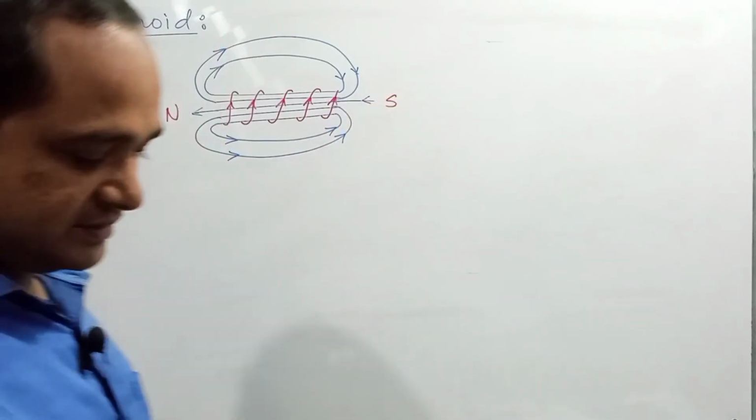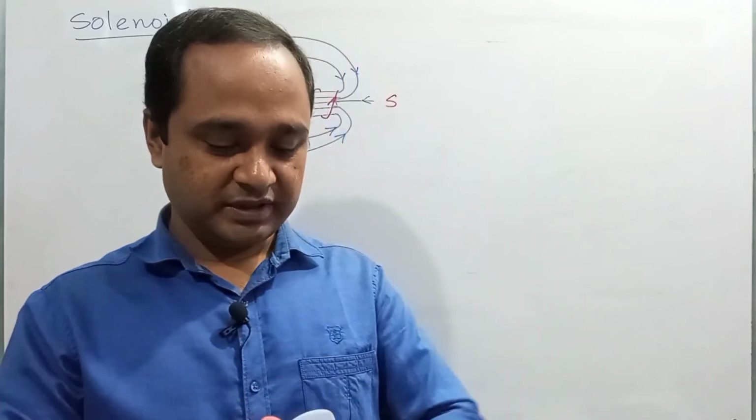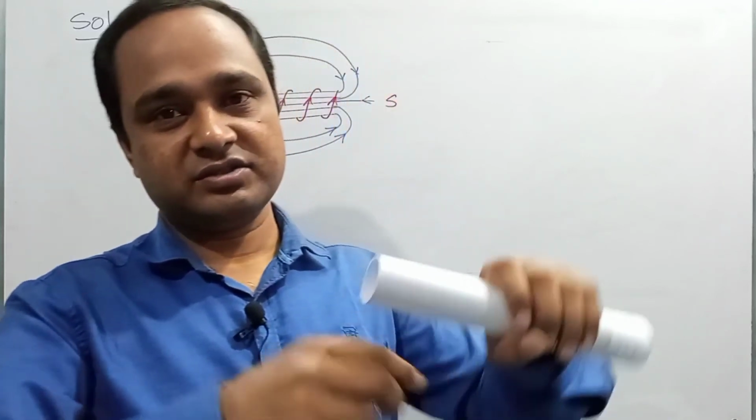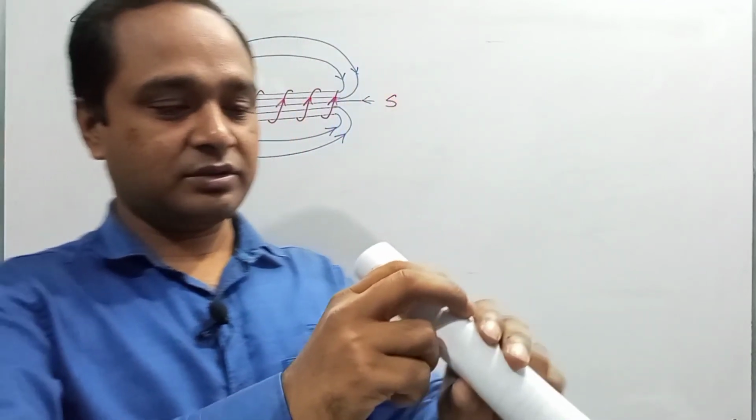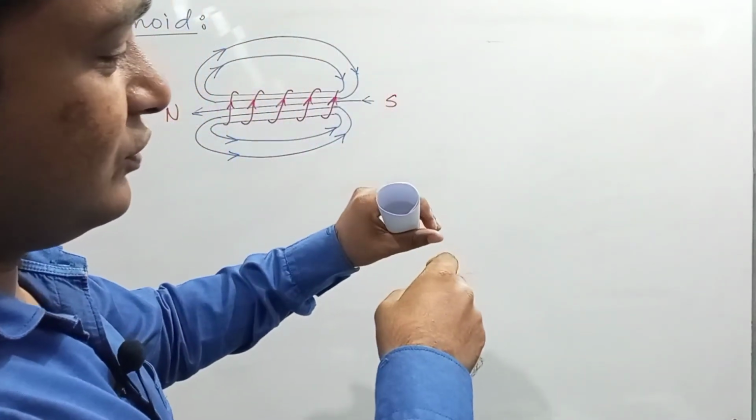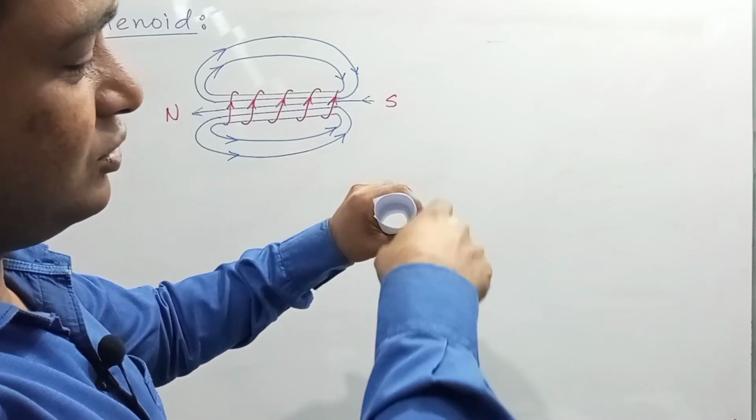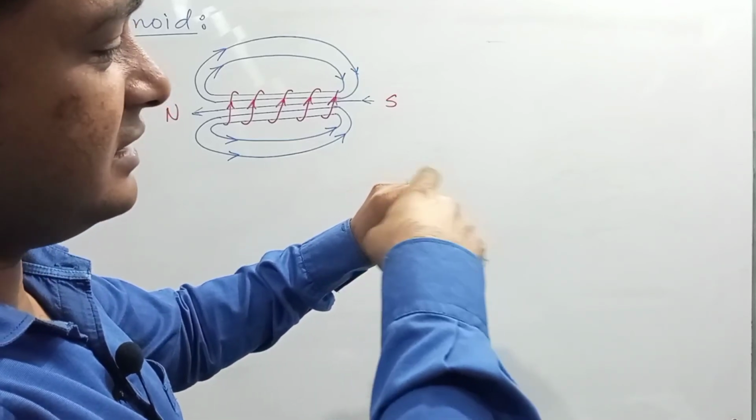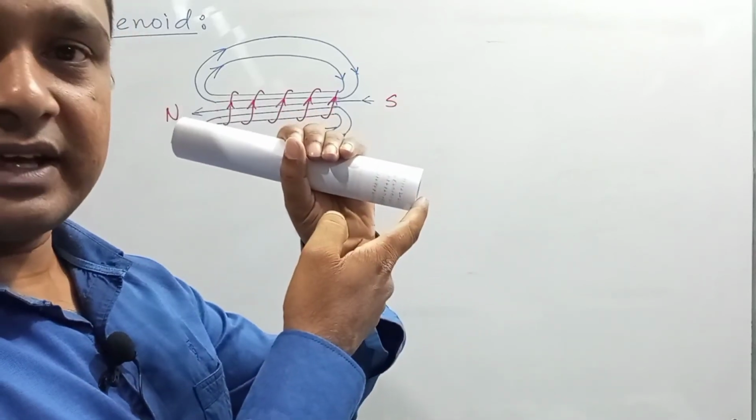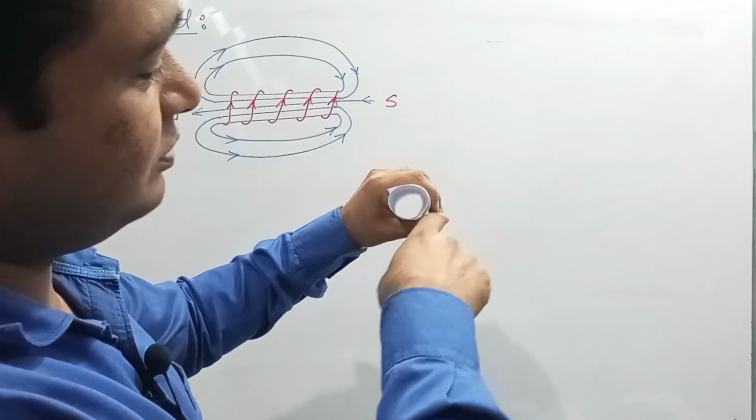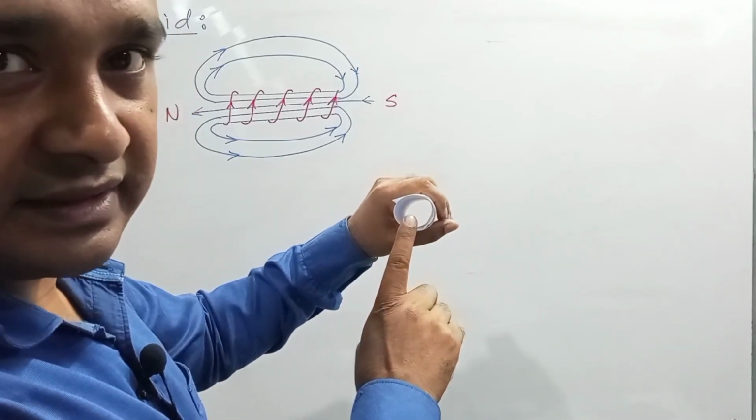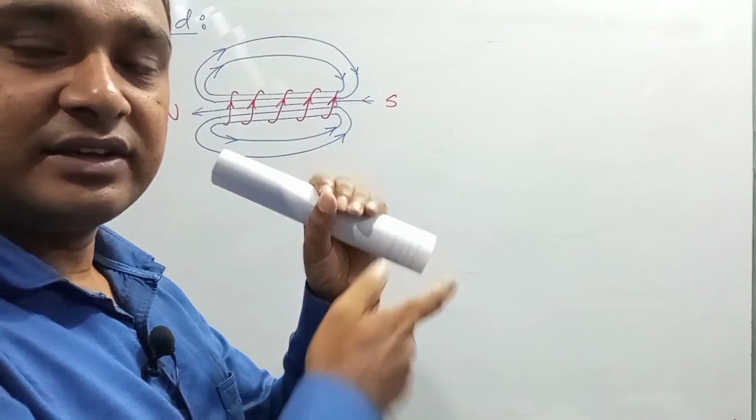Dear student, you can realize, suppose this is a cylinder and the current carrying wire is wound over the cylinder. If you consider like this, you have to hold it towards you and consider that the direction of current is anti-clockwise. If the direction of current is anti-clockwise, then this pole will act like the north pole and this pole will act like the south pole. But if the direction of the current is clockwise, then this pole will act like the south pole and this pole will act like the north pole.